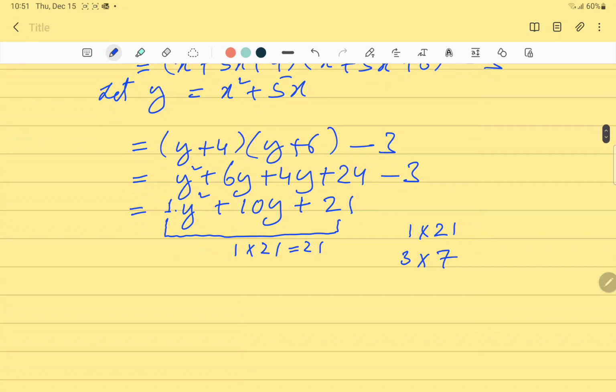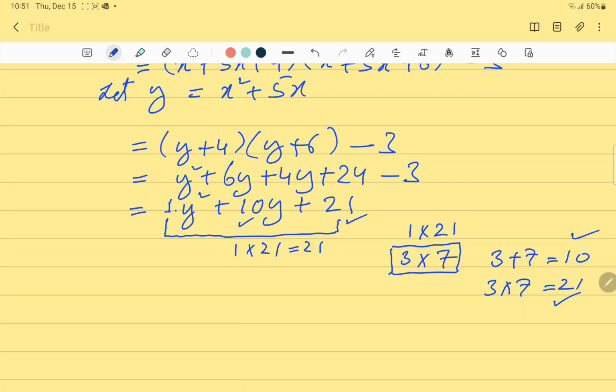Now we have to choose one out of these where the sum will be equal to 10 and the product will be equal to 21. Obviously this is the one, because 3 plus 7 is equal to 10 and 3 into 7 is equal to 21. So this is 21 here and this 10 is here. So let us replace 10y with 7y plus 3y.